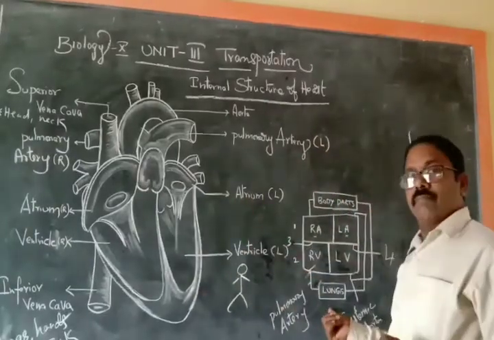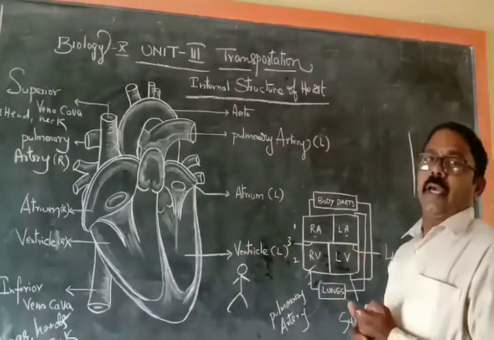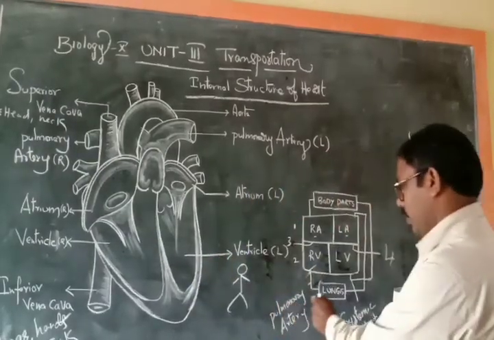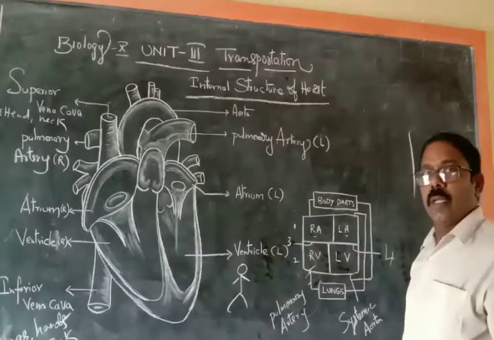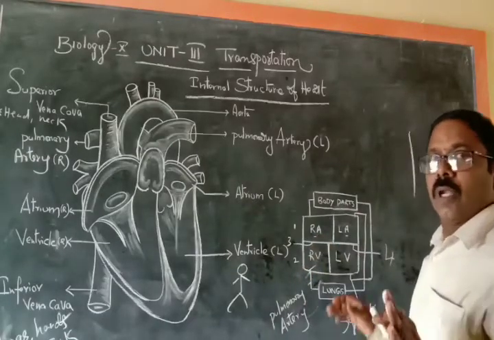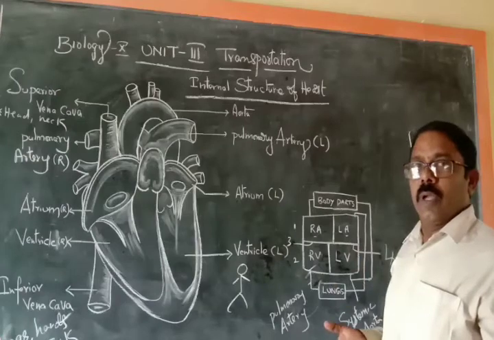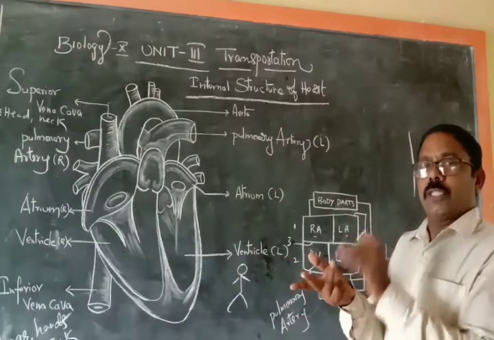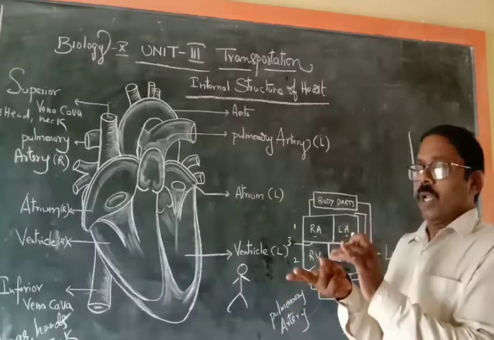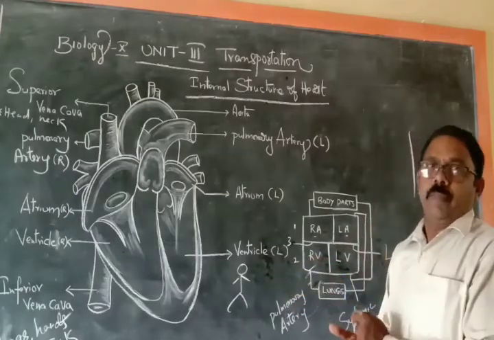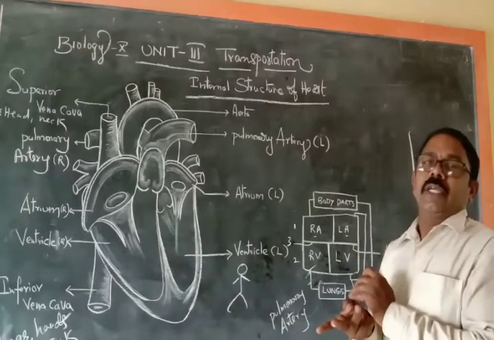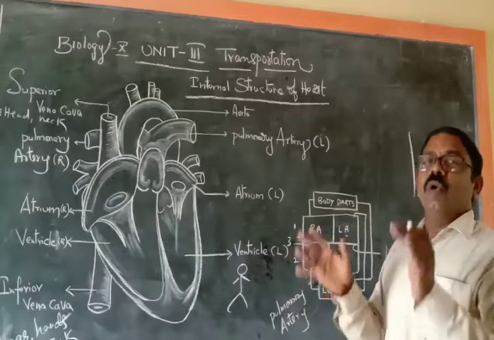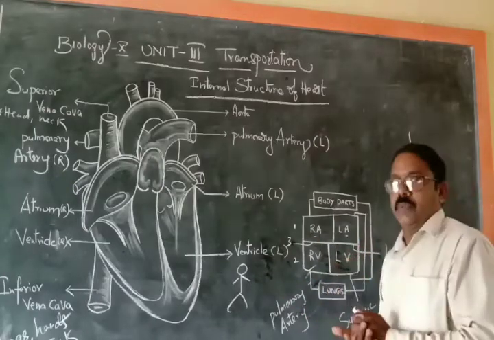Lungs add air, oxygen. The blood changes into oxygenated blood. What is the difference between oxygenated blood and deoxygenated blood? More oxygen is present in oxygenated blood. Less oxygen is present in deoxygenated blood. Less oxygen means more carbon dioxide. That is the important point.